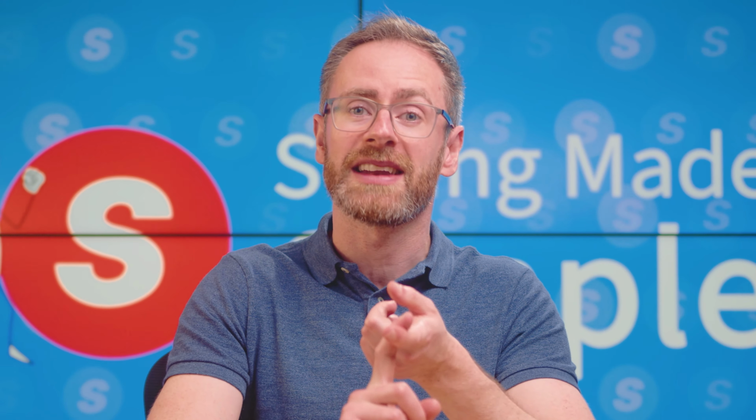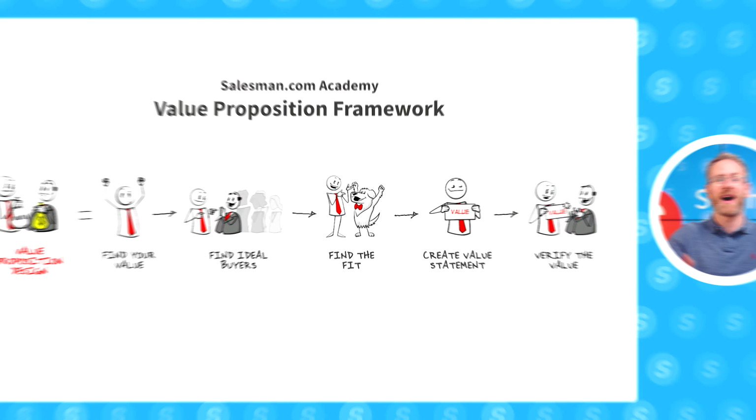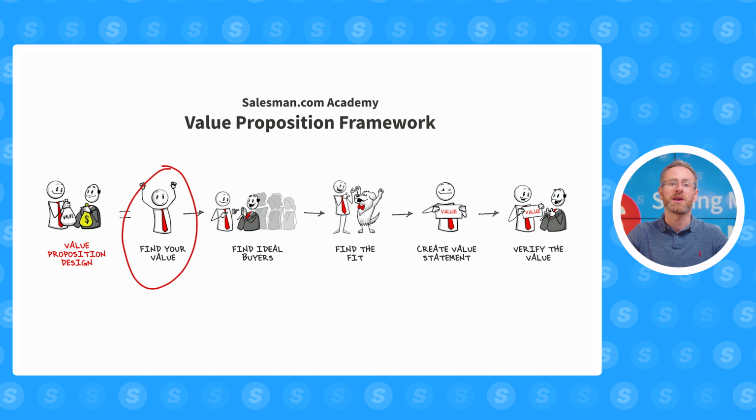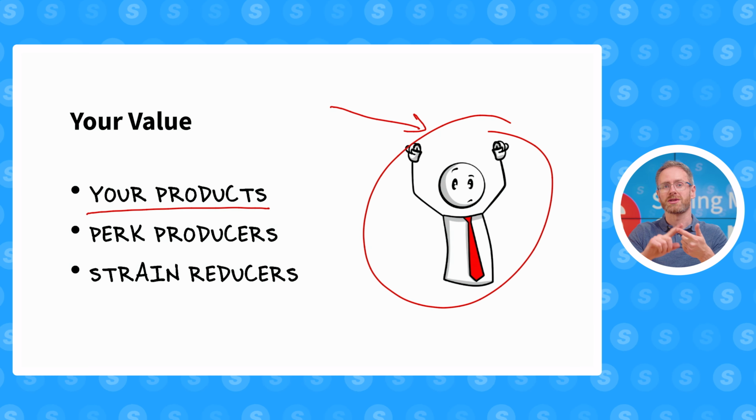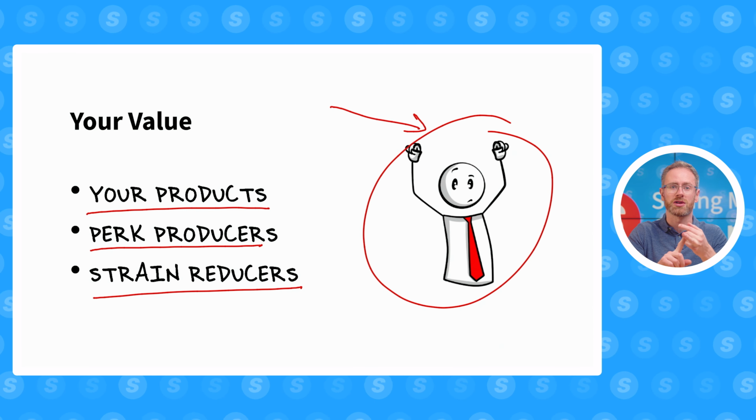So step 1 of designing your value proposition is to identify the value that you offer. In this framework, we call this filling out the value diagram. And it's got 3 main sections. You've got your products, perk producers, and then strain reducers. Your job is to fill out each of these 3 sections.